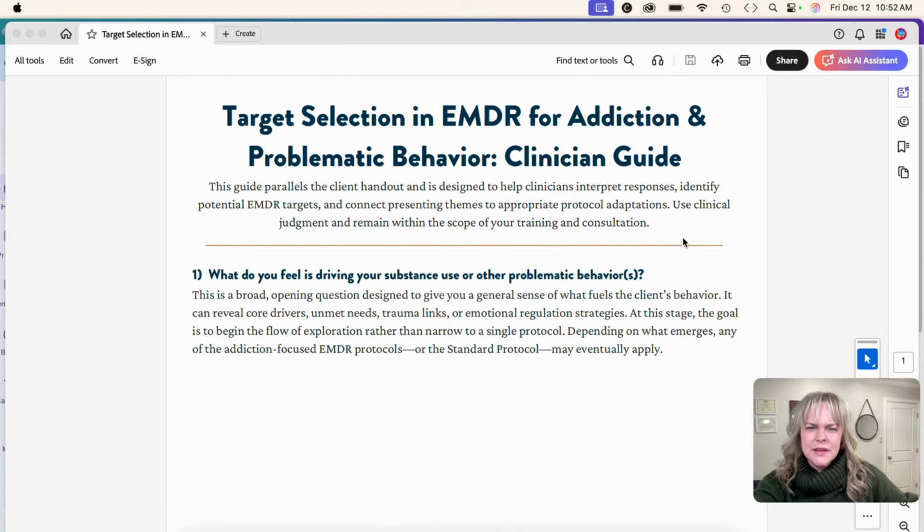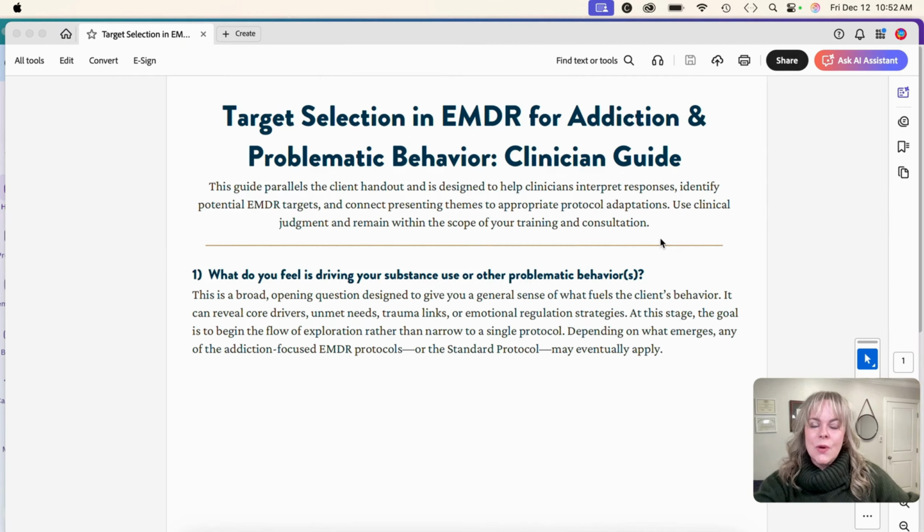And one of the things I wanted to talk about a little bit today is the difficulties that clinicians can have, particularly when they're trying to combine EMDR and substance use treatment, especially if you're not really into the nuances or very familiar with substance use treatment and the recovery world.